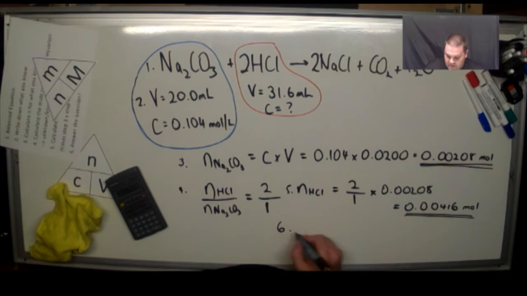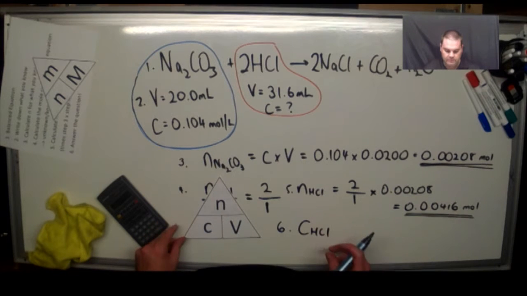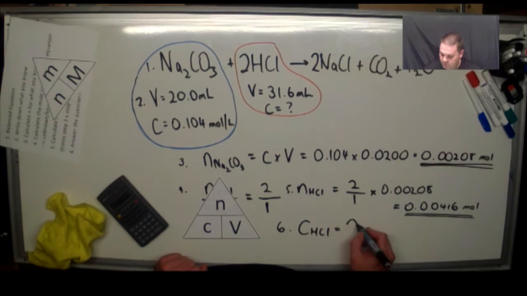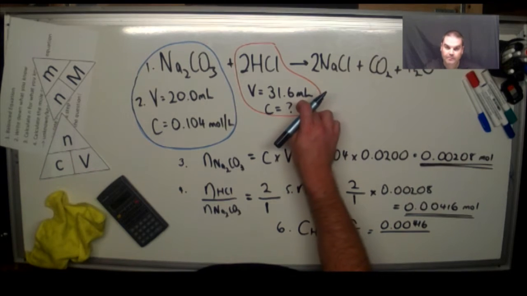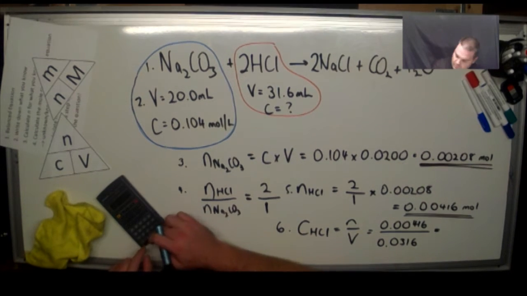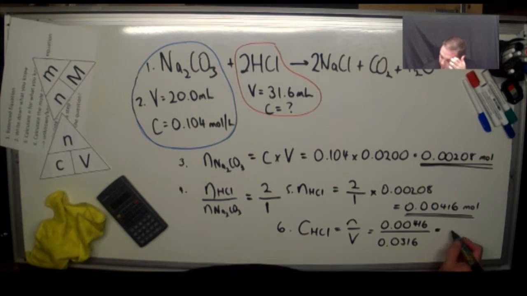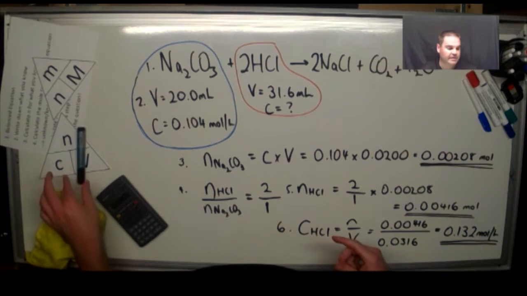Now we can go to the final bit, which is answering the question, getting our concentration of hydrochloric acid. Coming back to our little triangle, concentration is number of moles over volume. So it's 0.00416 divided by our volume, which we come back up here. Remember to convert it into litres, 0.0316. And we get a concentration of 0.132 moles per litre. And that is a very, very simple titration calculation.